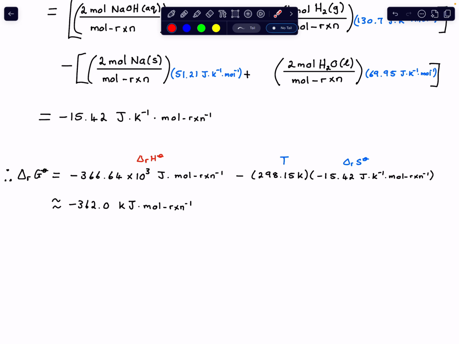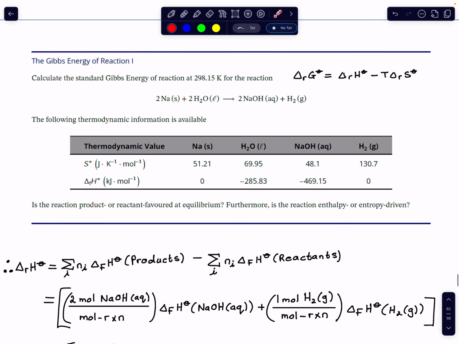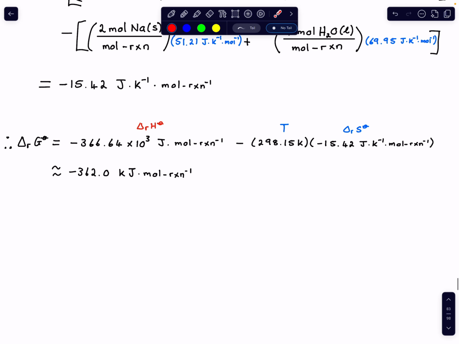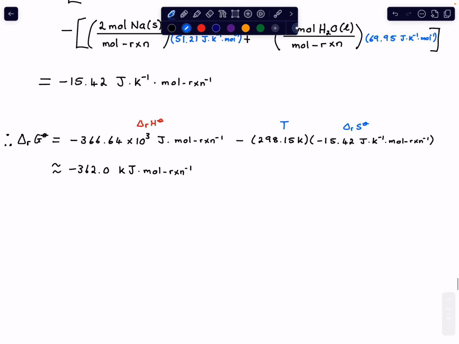All right, so that is the first part. We're told to calculate the Gibbs energy. Now, the next question is, is the reaction product or reactant favored at equilibrium? And then the second part is, furthermore, is the reaction enthalpy or entropy driven? So let's first answer the question about whether the reaction is product or reactant favored at equilibrium.